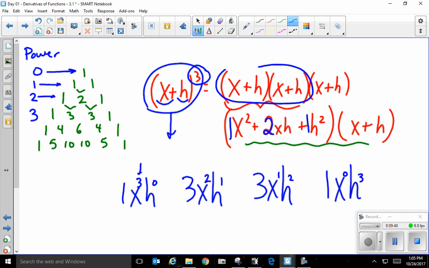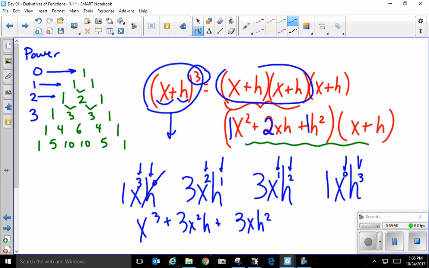These two should add to 3: 3 and 0, 2 plus 1, 1 plus 2, 0 and 3. When I do this quickly, anything with 0 goes away. I have x cubed plus 3x squared h plus 3x to the first h squared. This goes away, boom. Plus h cubed.